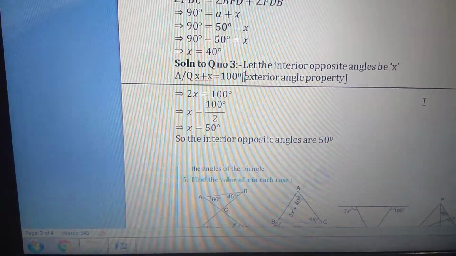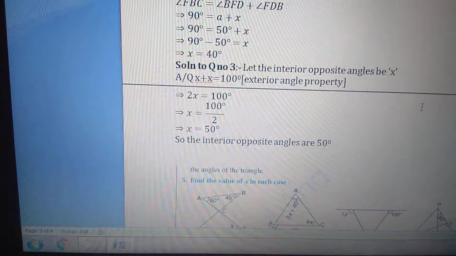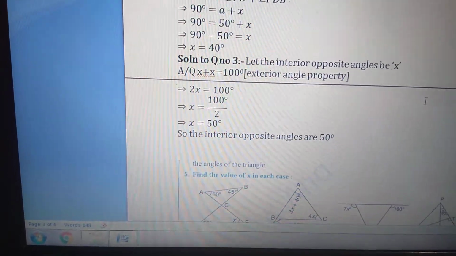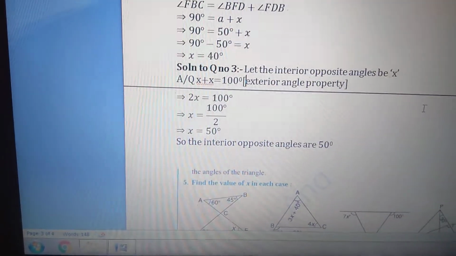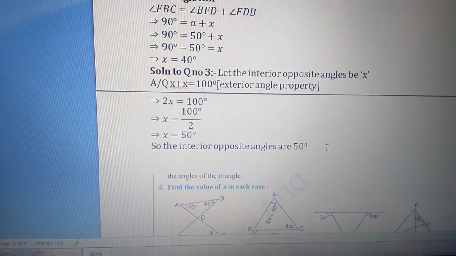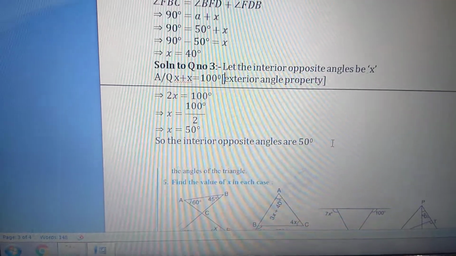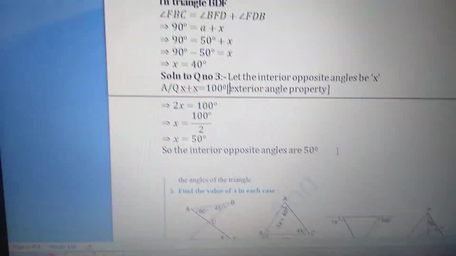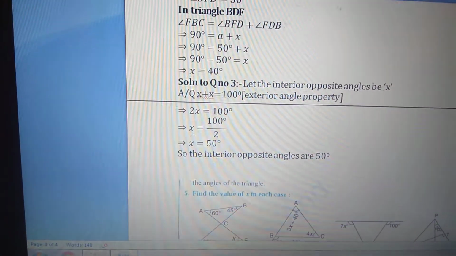Now for question number 4, I will just explain what is told. One of the exterior angles is 130 degrees, and the ratio of the interior angles is given as 2:3. You need to find the values. So let the interior angles be 2x and 3x, and hence you can follow. Okay, so I think the concept is clear to you.